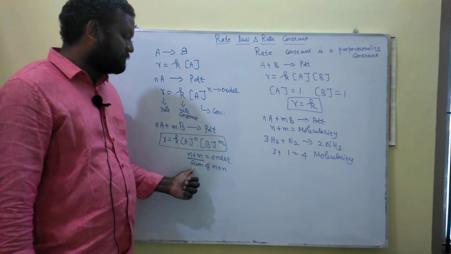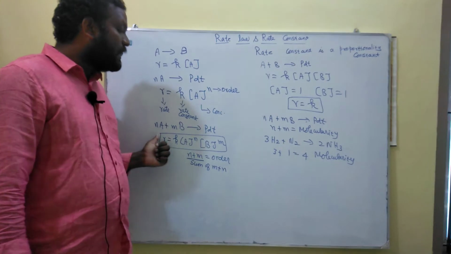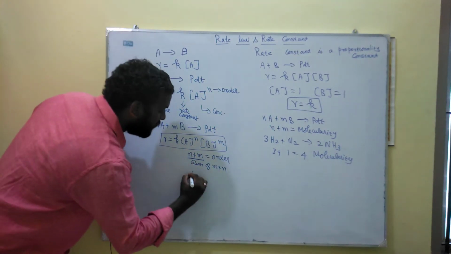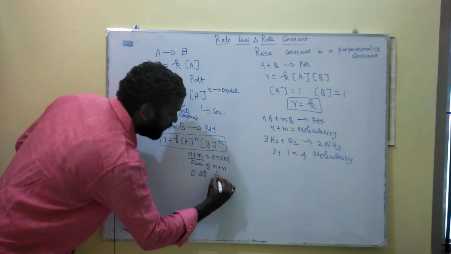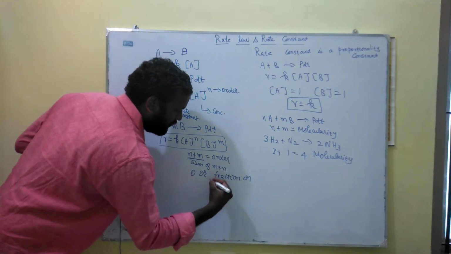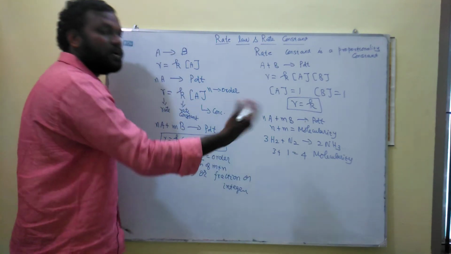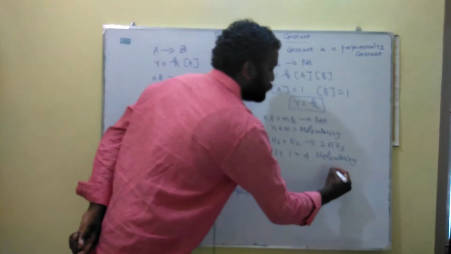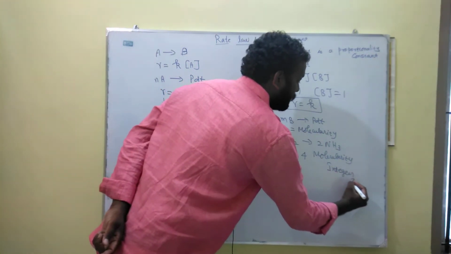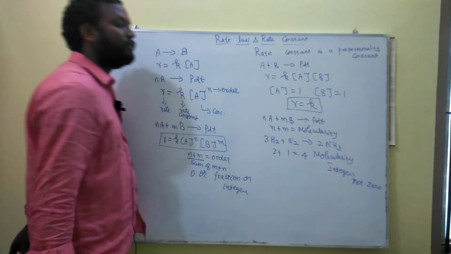Whereas order is the sum of the powers of the concentration terms in the experimentally derived rate law. Order may be 0 or a fraction or an integer, whatever it may be. But molecularity should be an integer. It is not 0. There is no 0 observed for molecularity.